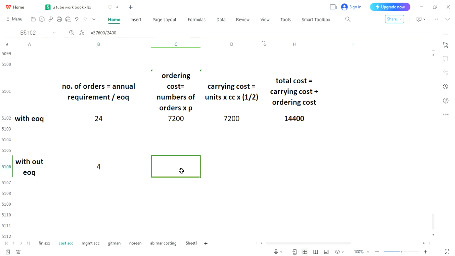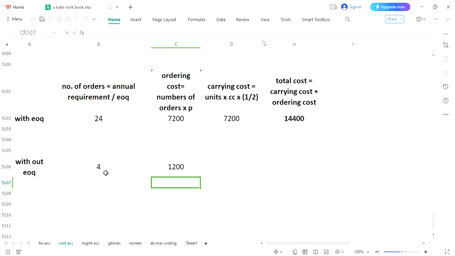So how would ordering cost be calculated? Number of orders 4, and you need to multiply it with the cost of placing an order. The cost of placing an order was 300, as you know. So the same you have used over here as well. 300 was the cost of placing an order, the same, but with economic order quantity the number of orders was 24. Without economic order quantity, it was mentioned in the book they were giving 4 orders in 1 year. So our ordering cost has been completed.